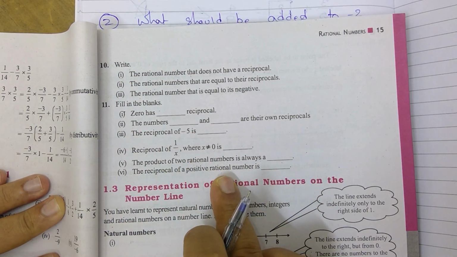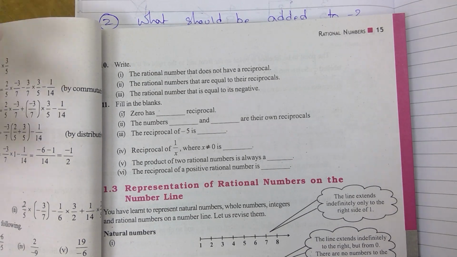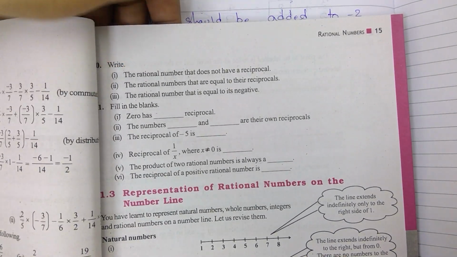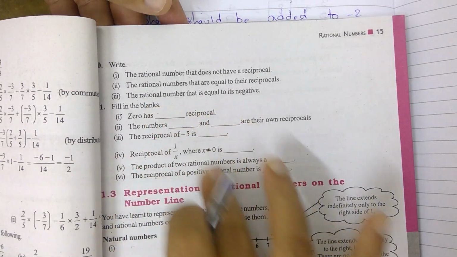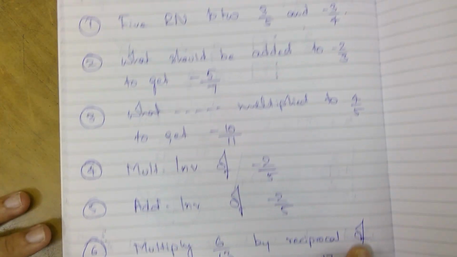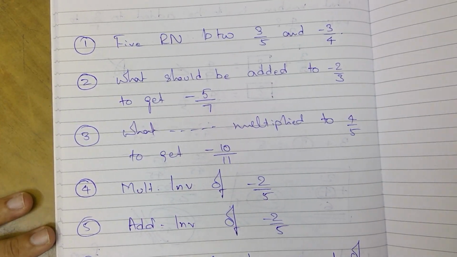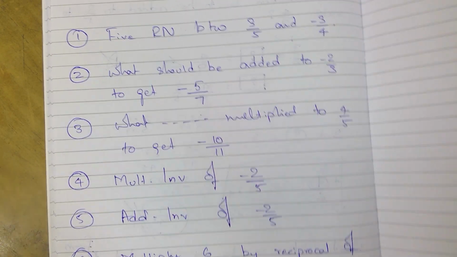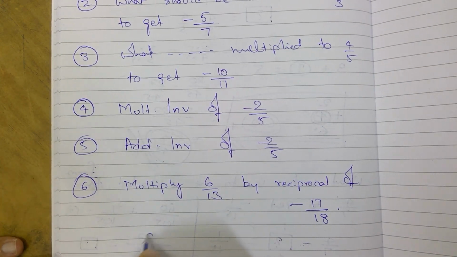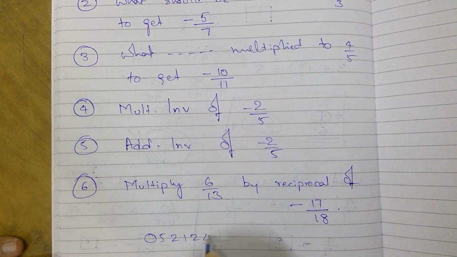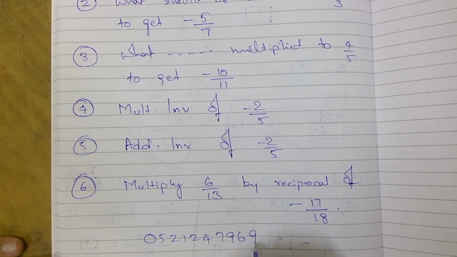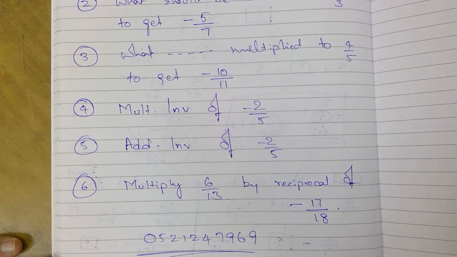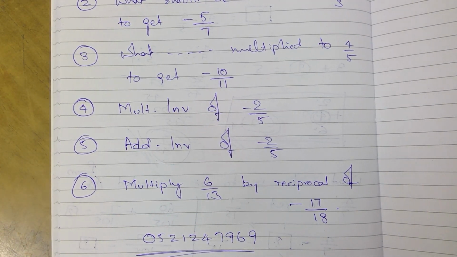the concept. Okay, your concept will be perfect once you do it. And if you have any doubt in these questions or the given questions, one more time I am scrolling. Okay, so you please message me. You have my number, and if you don't have, I am writing over here 0521247969. You message me, and I will be available for you.